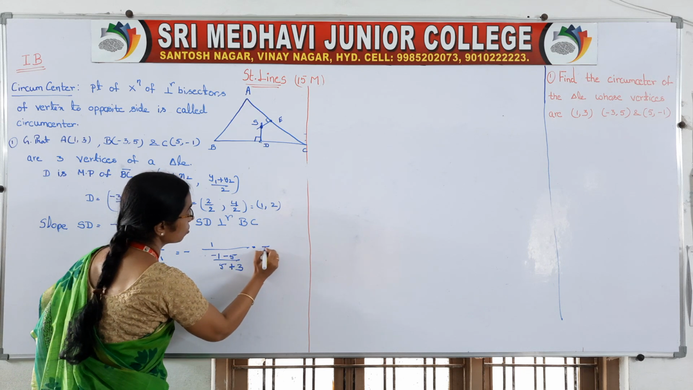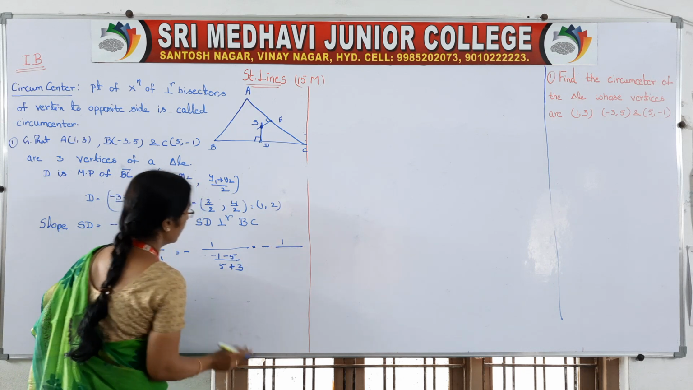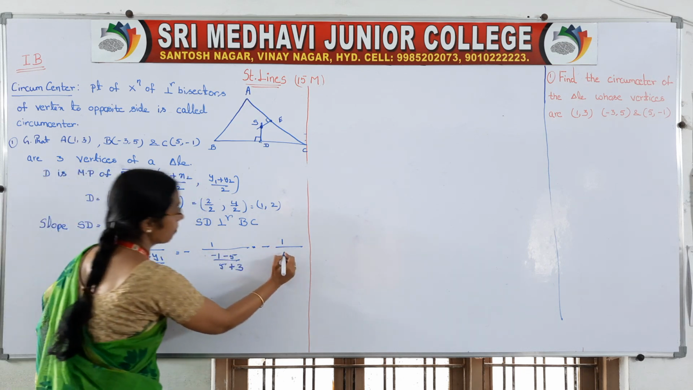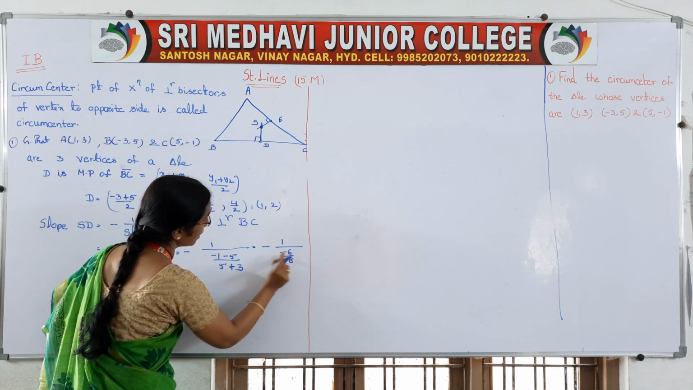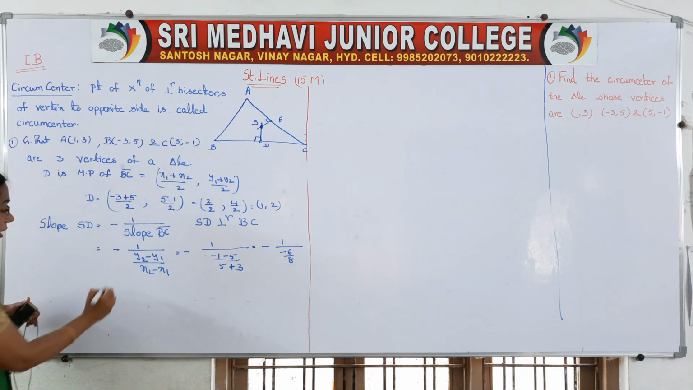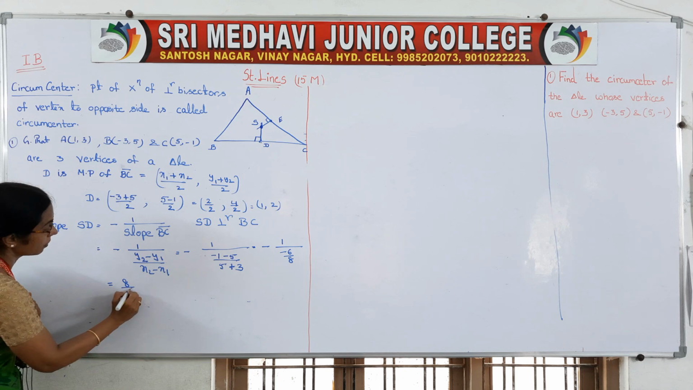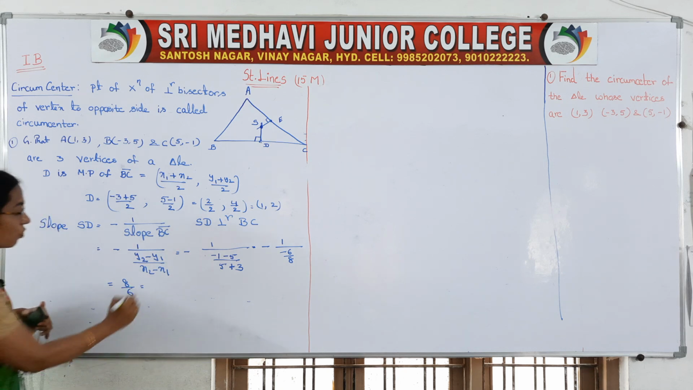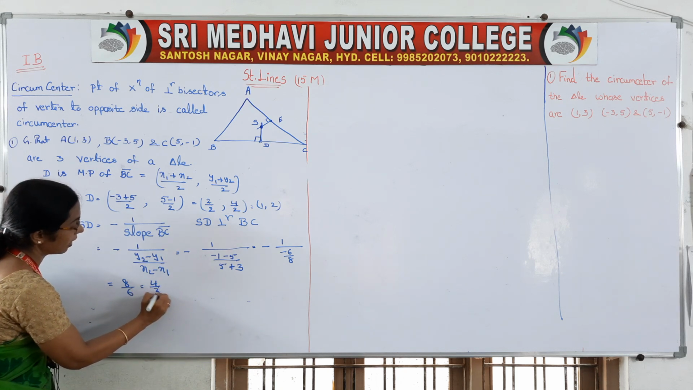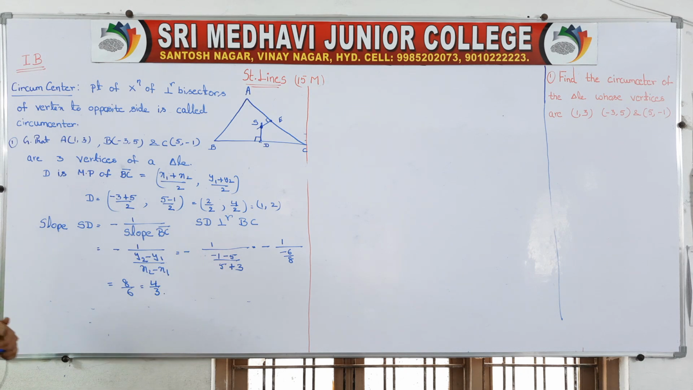So the slope is equal to minus 1 divided by minus 6 by 8. Minus of minus gets canceled and it will come reversed. So 2 4s are 8, 2 3s are 6. See, we got the slope of SD.